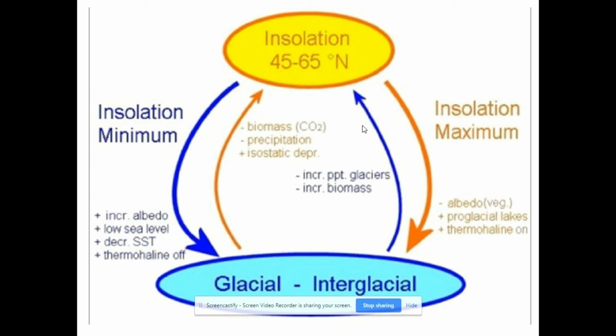Insolation is maximum. The albedo is reduced. Okay. The thermohaline circulation is on. In other words, it's operational. Biomass, CO2, precipitation, isostatic depression. What is meant by isostatic depression? You put a big pile of ice on the land, the weight of the ice squeezes the crust and actually pushes the crust down. As the ice melts, that pressure is being lessened, so then the ground, the landmass itself, starts to rise. That's isostatic rebound. So in glaciation periods, there's isostatic depression. Interglacial periods, as the ice melts, is isostatic rebound. So that's what we see going on with that.